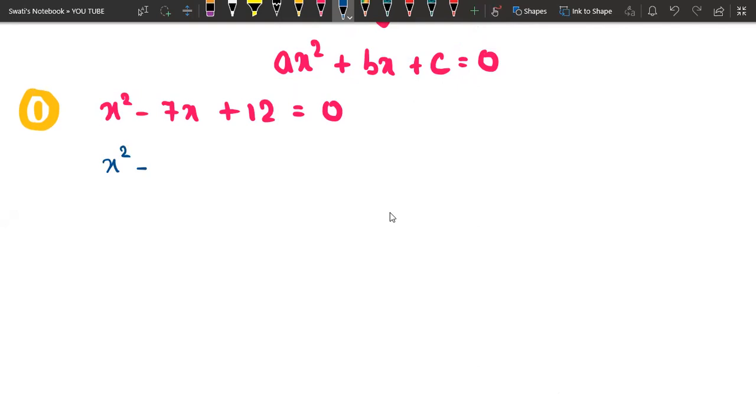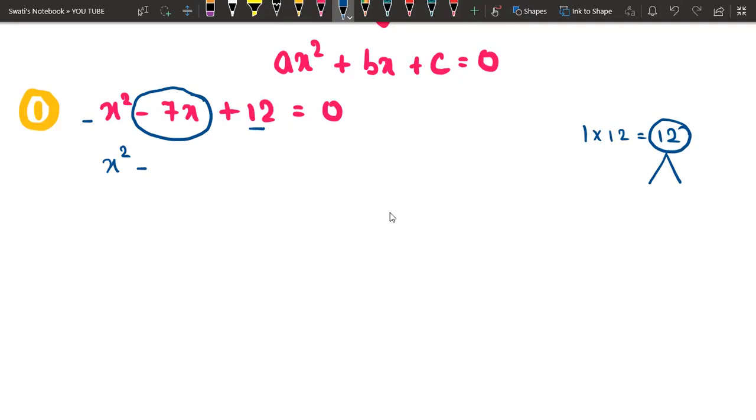minus. Here there is one rule, and the rule is you have to multiply the coefficient of x square and the constant. What is the coefficient? Nothing, that means 1. And this is 12. So 1 into 12 is 12. Now you have to write down the 12 as a sum of factors, like 5 plus 7, 6 plus 6, 8 plus 4. But you have to write it in such a way that you will get the term that you can see in the middle. This is the only thing that we have to follow.